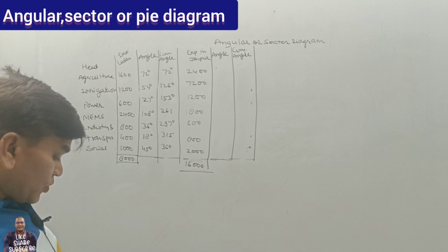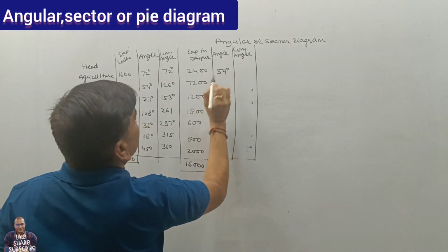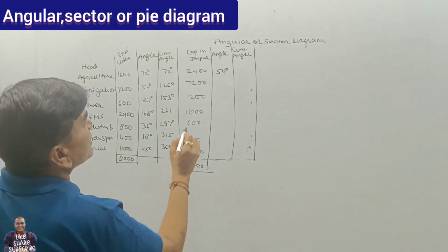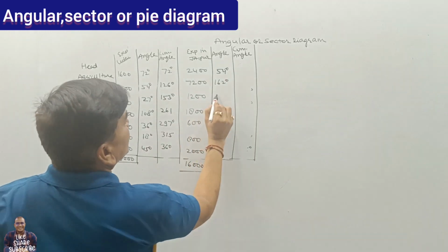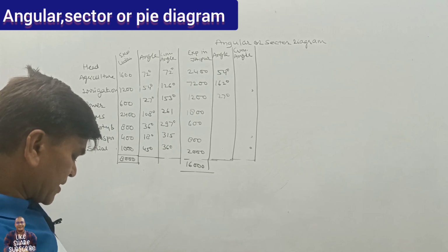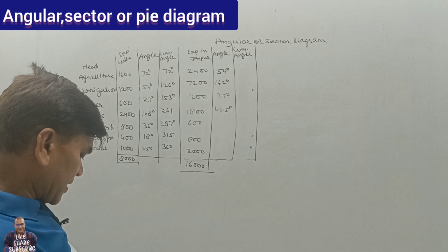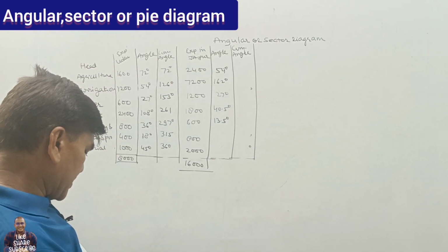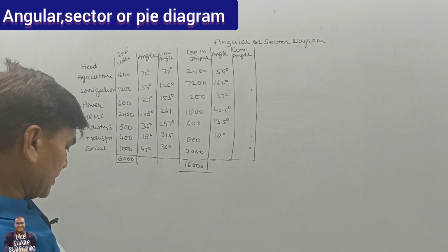16,000 is our total. So 2400 divided by 16,000 multiplied by 360, the first angle will be 54 degree. 7200 divided by 16,000 multiplied by 360 is 162 degree. 1200 divided by this multiplied by 360 is 27 degree. 1800 divided by 16,000 multiplied by 360 is 40.5 degree. 600 divided by this multiplied by 360 is 13.5 degree. 800 divided by this multiplied by 360 is 18 degree. 2000 divided by this multiplied by 360 is 45 degree.